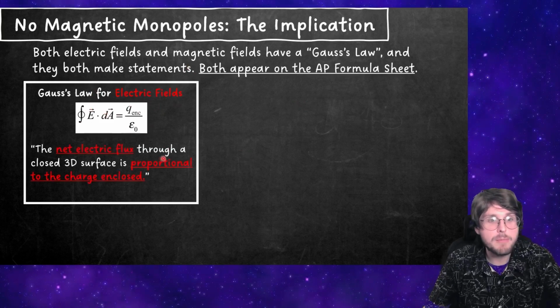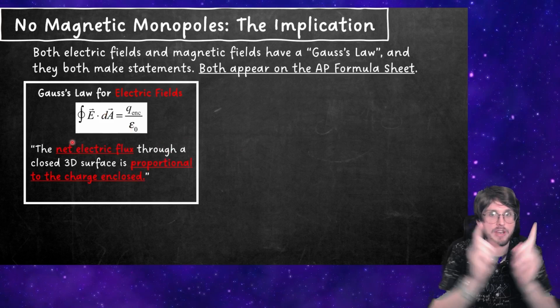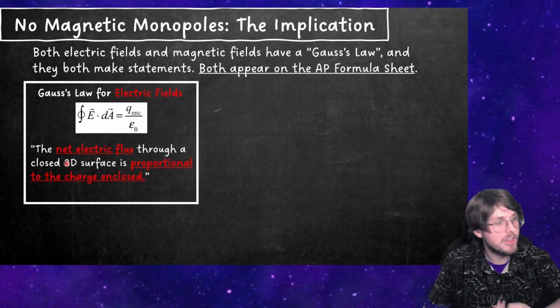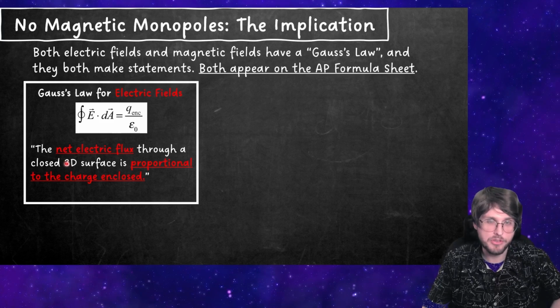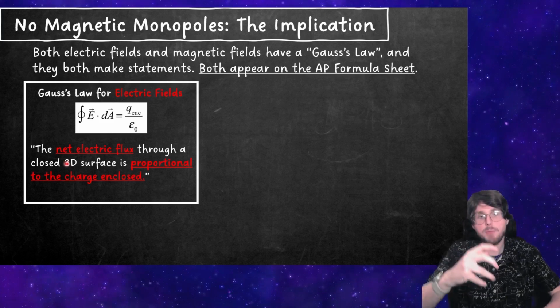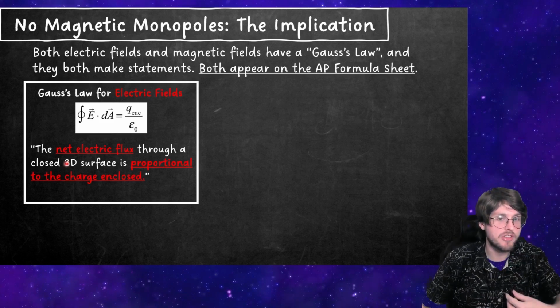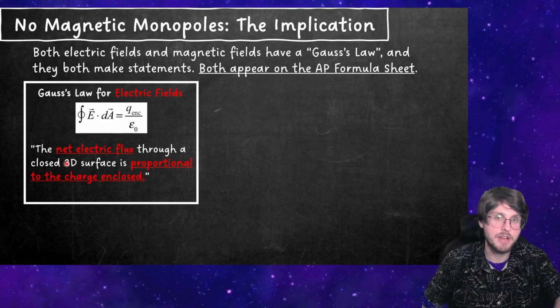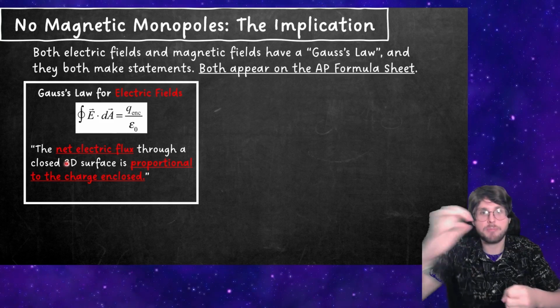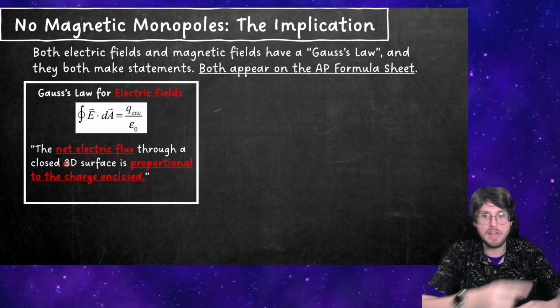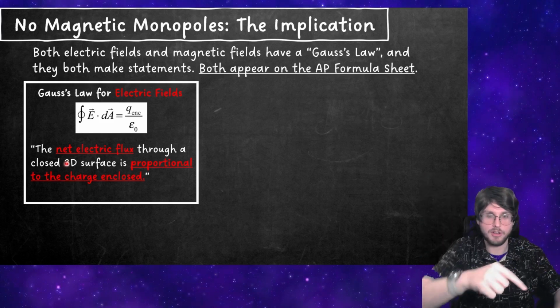And recall that this statement basically says that the net flux, or the net amount of field lines exiting a closed 3D surface, is proportional to the charge enclosed. So if you have a positive charge, you will have a positive net flux. If you have a negative charge inside, then you will have a negative net flux. If you have equal amounts of positive and negative charge, then your net flux will be zero. All the lines exiting will re-enter the surface later.